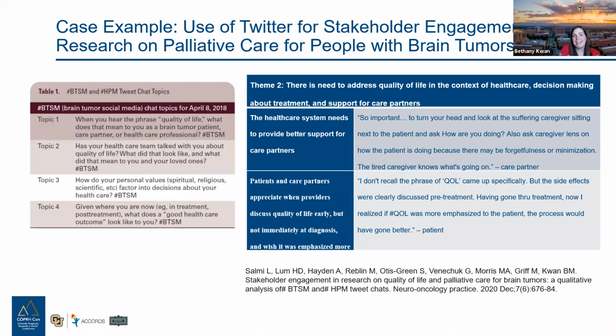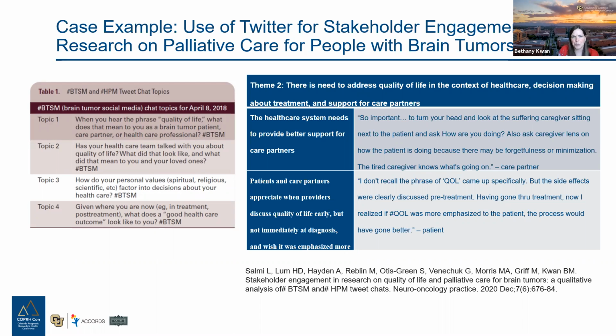Then we were able to download transcripts of all of the tweets that used this hashtag BTSM during the time at which the chat was happening, using a tool called Symplur, S-Y-M-P-L-U-R. It wasn't free, but it wasn't terribly expensive. We asked them to indicate which topic they were responding to. Then we were able to apply standard qualitative content analysis. I think we had something like 22 pages of transcripts, and several hundred unique tweets that we were able to analyze.